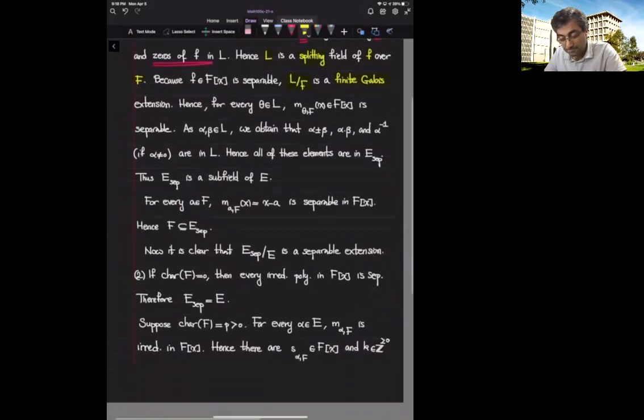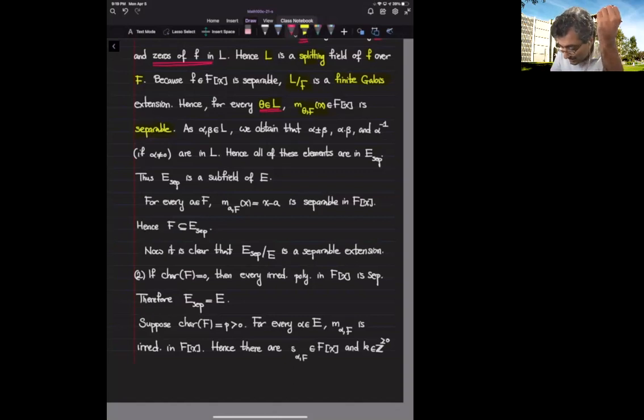That implies, so what does it imply? That implies that every minimal polynomial, in particular, when it's a Galois extension, it's a separable extension, right? So every theta that I give you, the minimal polynomial of theta over F is a separable polynomial. Every theta inside L has a separable minimal polynomial.